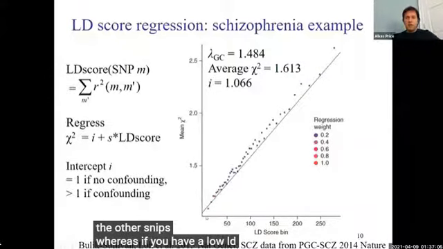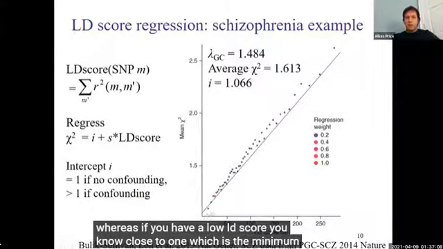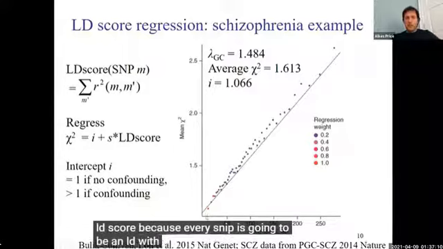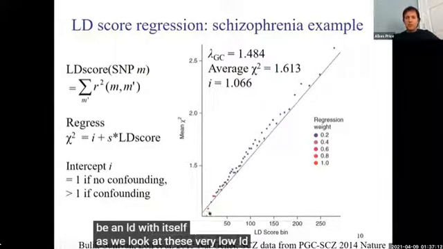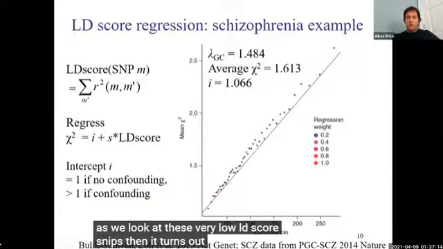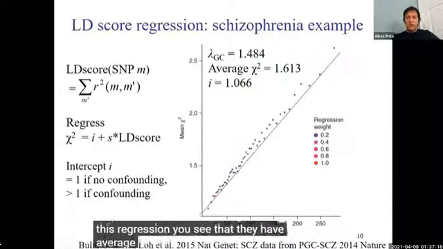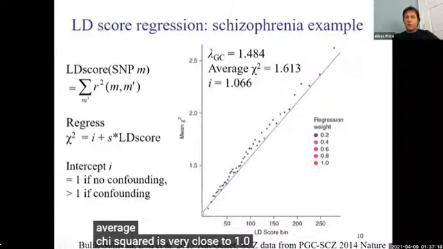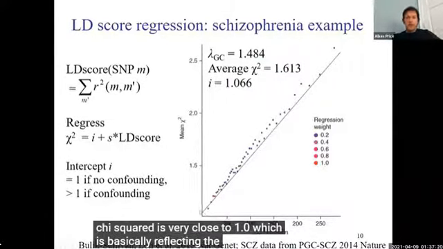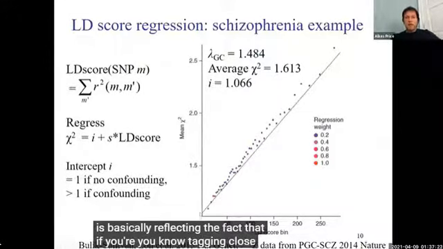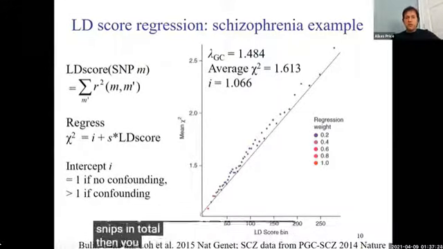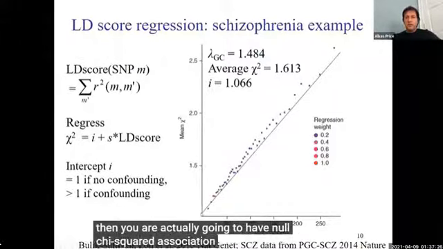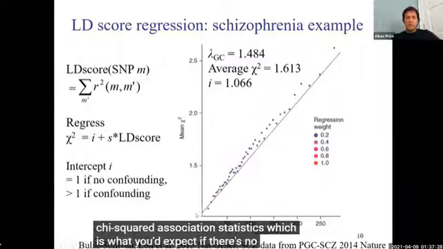Whereas if you have a low LD score, close to 1, which is the minimum LD score, because every SNP is going to be in LD with itself, as we look at these very low LD score SNPs, it turns out when you run this regression, you see that they have average chi-squared scores very close to 1.0, which is basically reflecting the fact that if you're tagging close to 0 SNPs in total, then you are going to have null chi-squared association statistics, which is what you'd expect if there's no confounding.